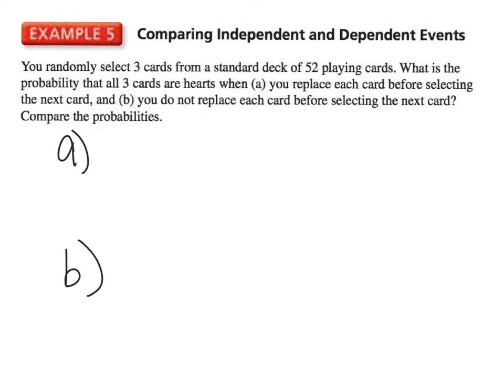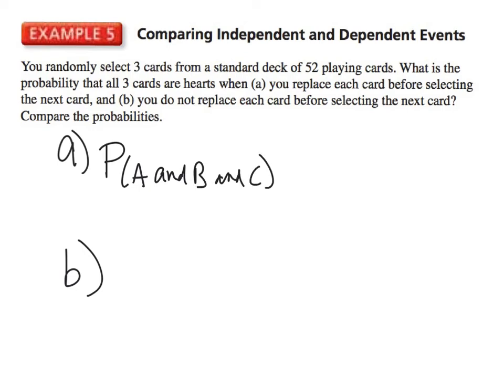And do it with correct notation. Something you may not have noticed is that we have 3 things happening here. So the probability that all of them happen, in A, if you replace them, you can actually do this with 3 terms.